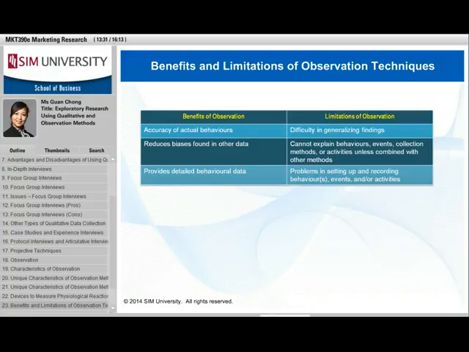This exhibit summarizes the benefits and limitations of observations. The benefits include the accuracy of recording behaviors, reduction in many types of data collection, and detailed behavioral data. The limitations include difficulty in generalizing findings, inability to explain behaviors, and problems recording behaviors.